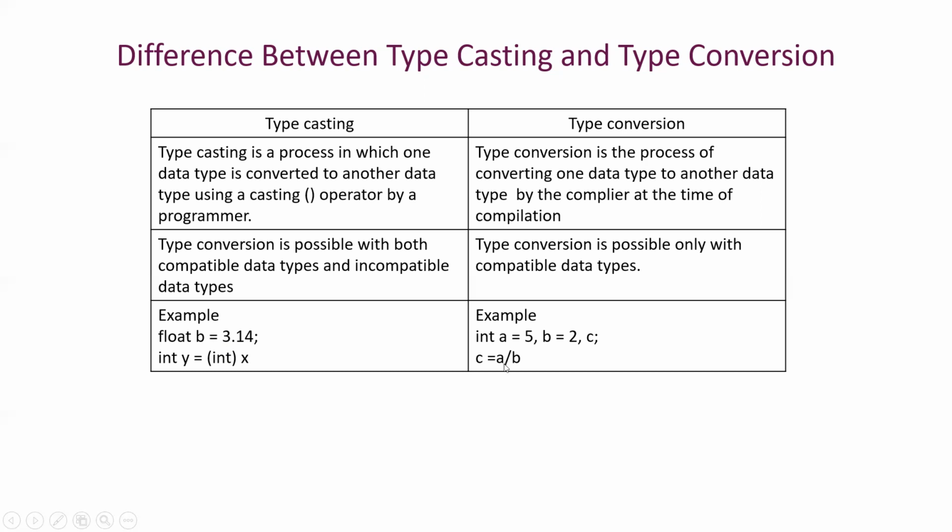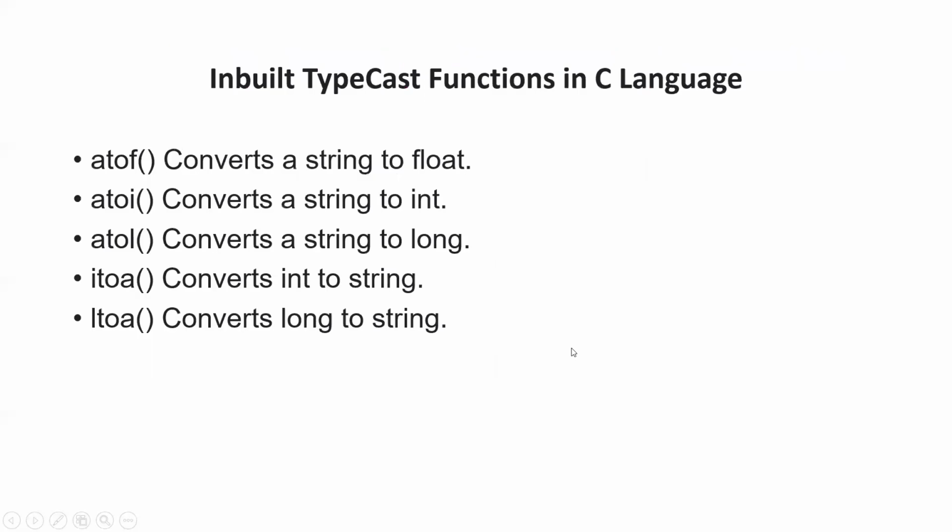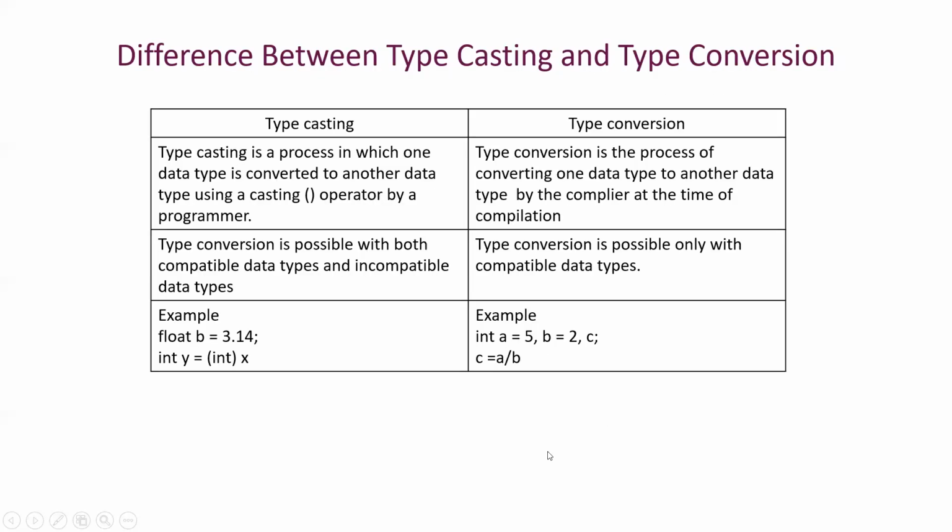For type conversion, let us see this example. A equal to 5 and b equal to 2. C equal to a by b. So the value will be 2.5, but here it is automatically converted to integer value. So only 2 will be stored in the variable c, since this c is an integer variable.